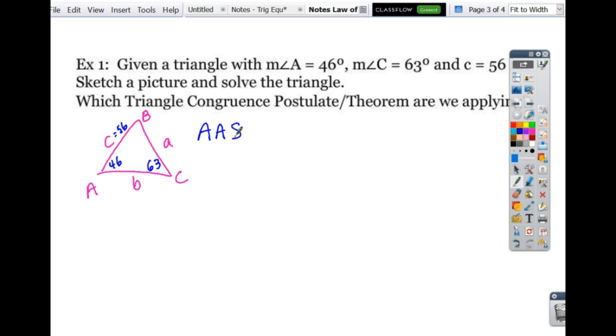What? Angle, angle, side. Hypotenuse leg. What was wrong with all of you your sophomore year?